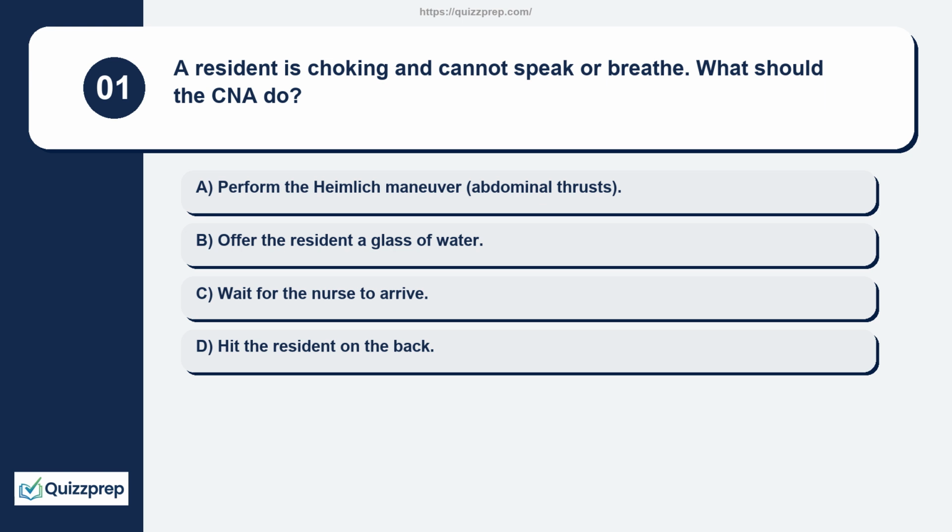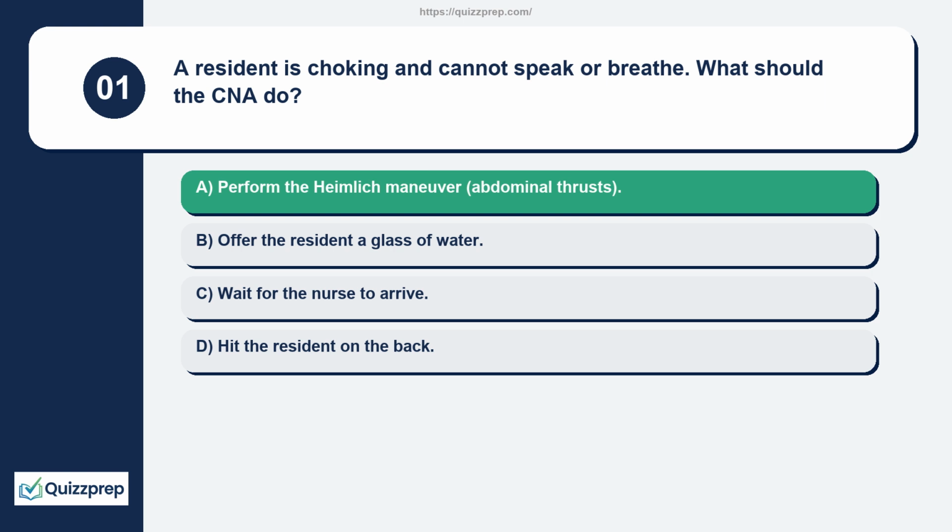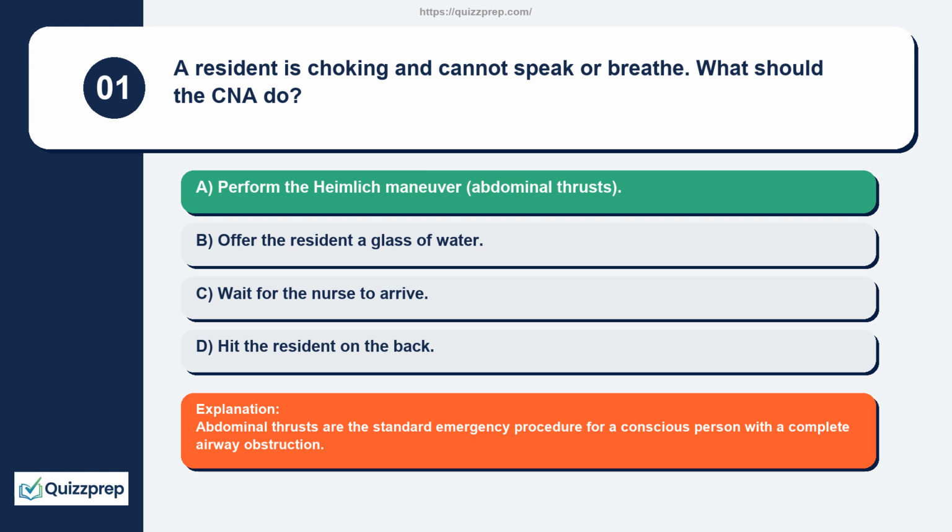Perform the Heimlich maneuver, abdominal thrusts. Offer the resident a glass of water. Wait for the nurse to arrive. Hit the resident on the back. Abdominal thrusts are the standard emergency procedure for a conscious person with a complete airway obstruction.